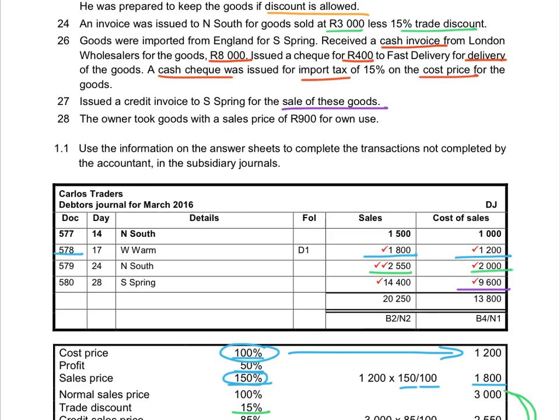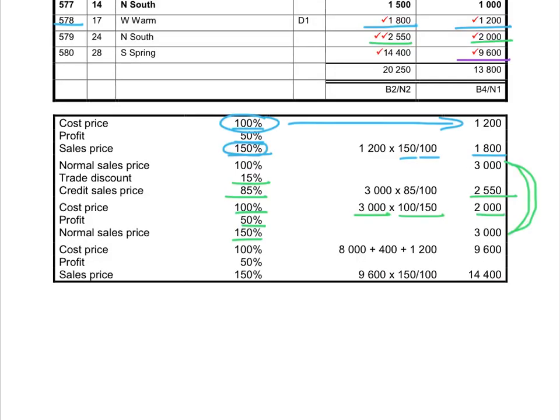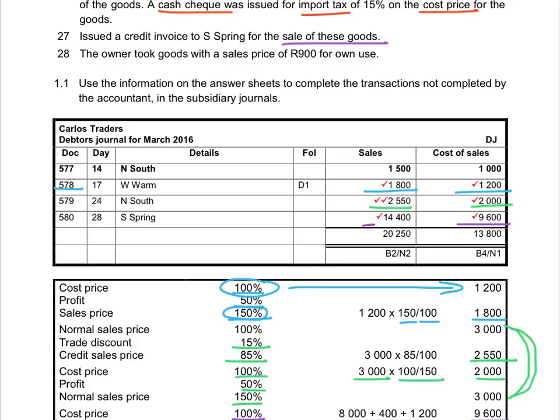They don't give us the sales price, so we have to calculate the sales price. The cost price is the three expenses added together. That will give me 9,600. If I want the sales price, the percentage that I want at the top divided by the percentage that I know, 100 times the cost price of 9,600, and that will give me 14,400. So the sales price will be recorded as 14,400.